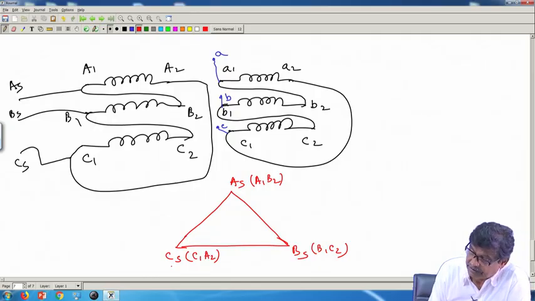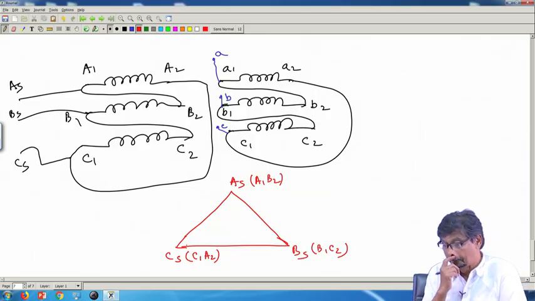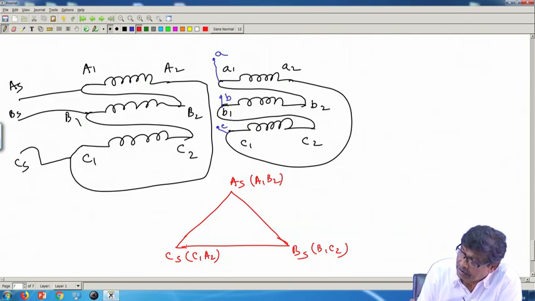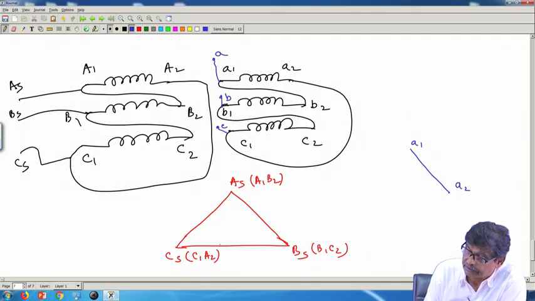So, the A phase secondary voltage, A1 A2 phasor, will be parallel to this line. The B phase voltage phasor will be parallel to this line, with this side small b1, that side b2, and then the C phase voltage. Okay, so let me start with the A phase voltage. This will be small a1 a2, parallel to this. Now the B phase voltage, B1 B2.